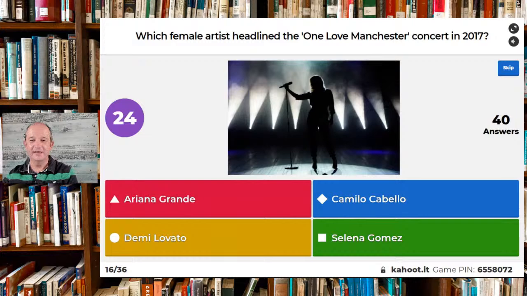So, yeah, here we go. Let's see. Ariana Grande, Camila Cabello, Demi Lovato, Selena Gomez, Dean Martin. Stephen, you're not that old, mate. You're not that old. One Love Manchester. Who was it?